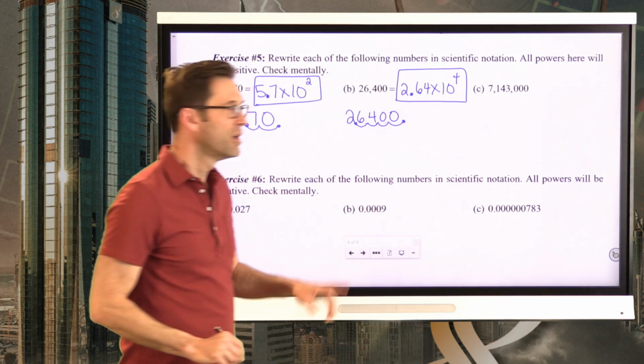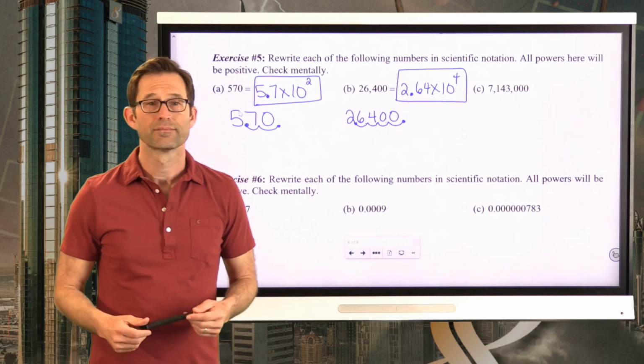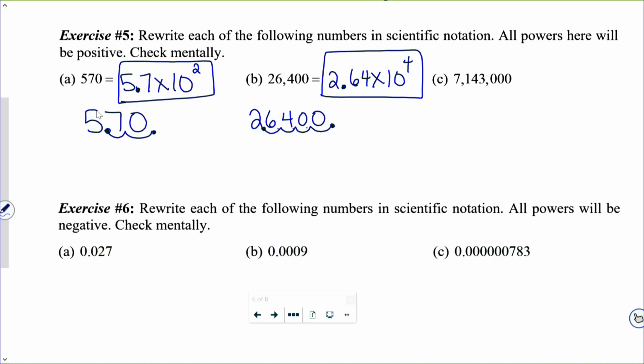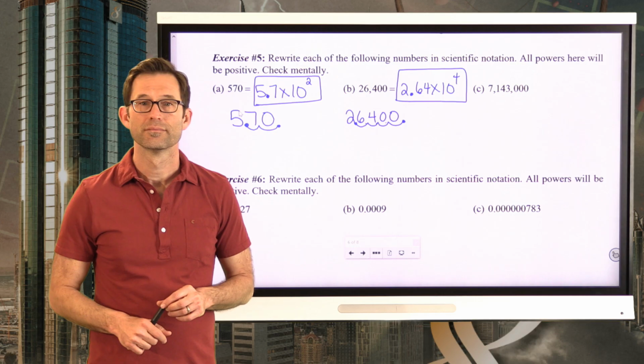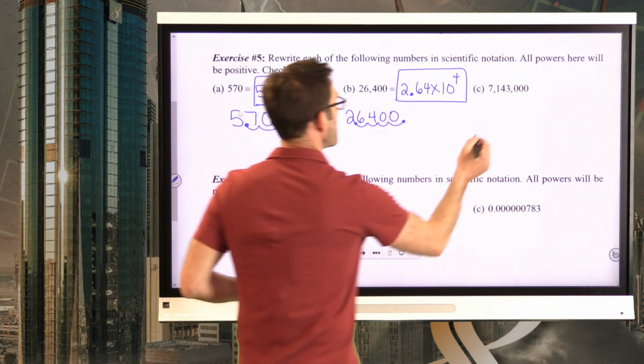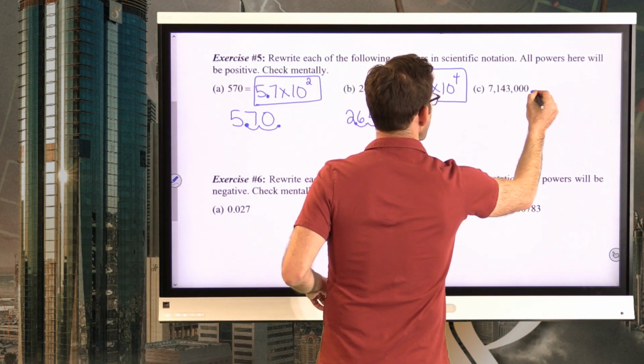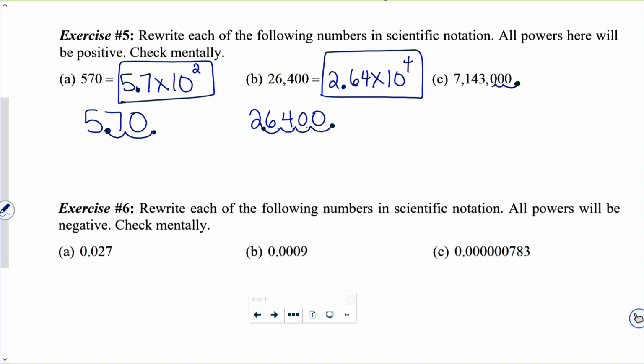All right, you try it with letter C. All right, let's do it. So I'm going to go right from here. I'm going to take this decimal point. I'm going to go 1, 2, 3, 4, 5, 6. So that would be 7.143 times 10 to the 6th.